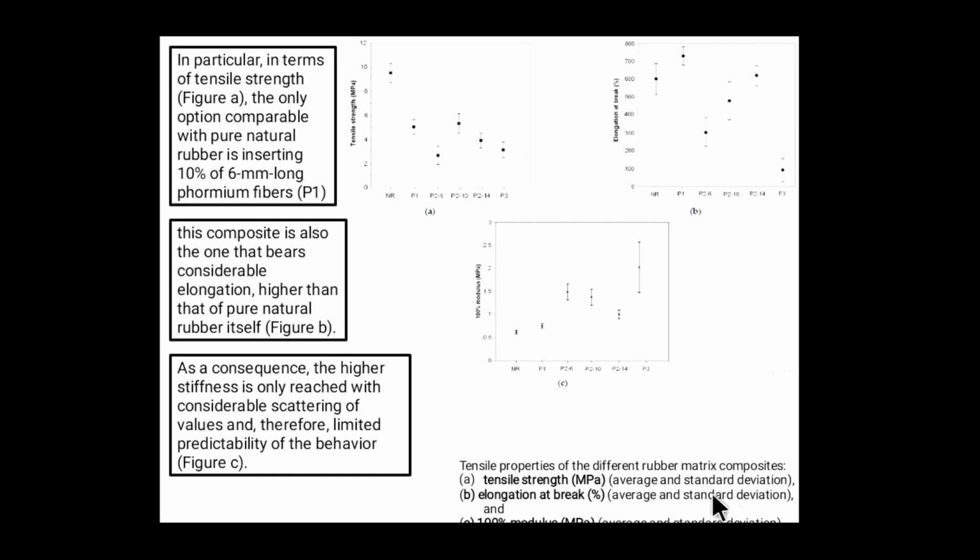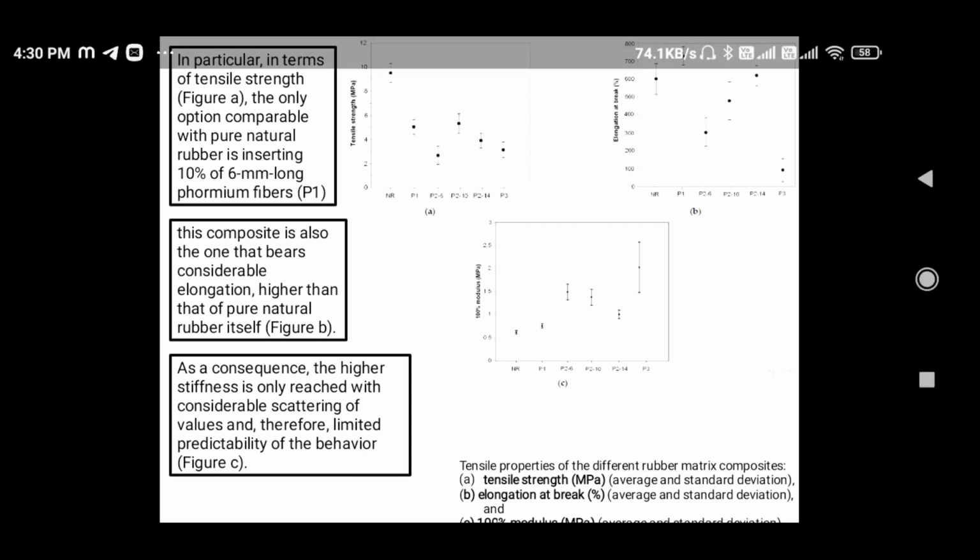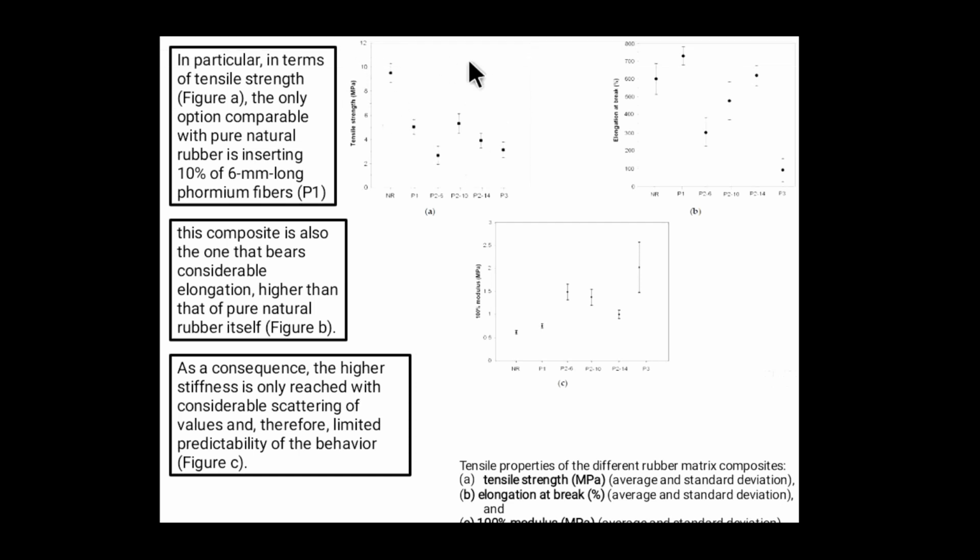Okay, so here I have taken all the values as the average as well as the standard deviation of tensile strength, elongation, as well as the 100% modulus. If you are looking at figure A, in terms of the tensile strength, the only option comparable with the natural rubber is inserting 10%. Here I have already shown the formation table, 10%, 20%, 30%. So here, 10% of 6 mm long chromium 10x fiber.